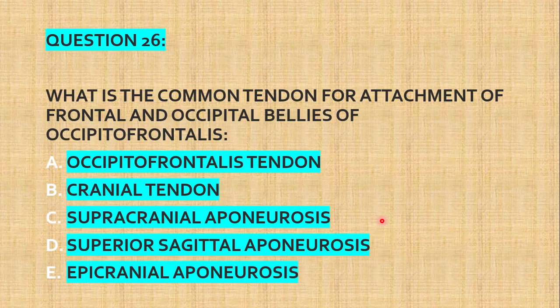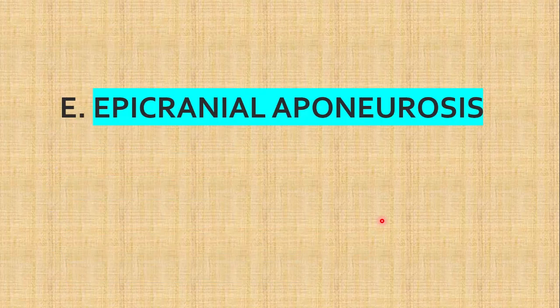Question 26. What is the common tendon for attachment of the frontal and occipital bellies of occipitofrontalis? You know, that muscle name you don't want to see in board exams, the occipitofrontalis. A. Occipitofrontalis tendon. B. Cranial tendon. C. Supracranial aponeurosis. No. D. Superior sagittal aponeurosis. No. Option E. Epicranial aponeurosis. Correct. The epicranial aponeurosis is that common tendon for the frontalis and the occipitalis, or the frontal and occipital heads of the occipitofrontalis muscle. Correct.